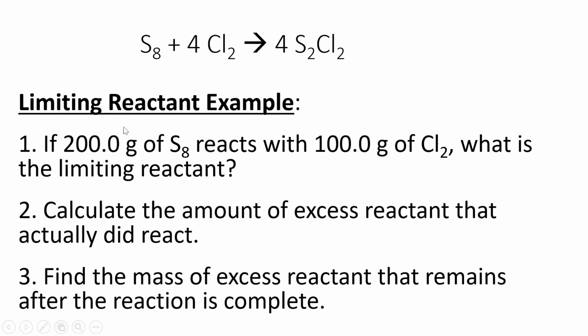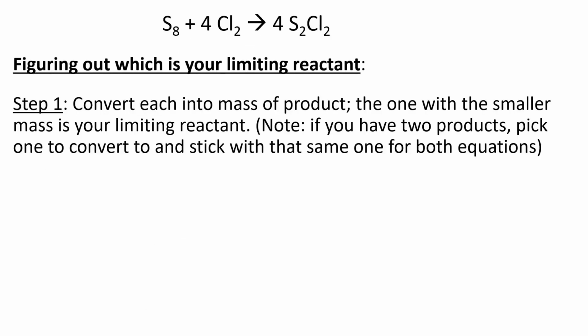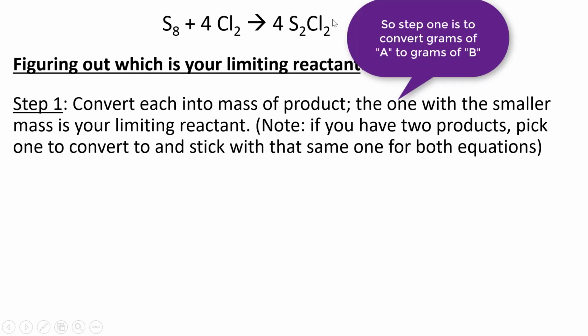So we need to remember what each of these substances were, the mass amount, because we're going to be using those to start out the next part. So figuring out which is your limiting reactant. It tells you here, convert each into mass of product. So that means I'm converting this S8, and I have to go back and look at what I was given. I was given 200 grams of S8, and I'm going to convert that into mass of the product.